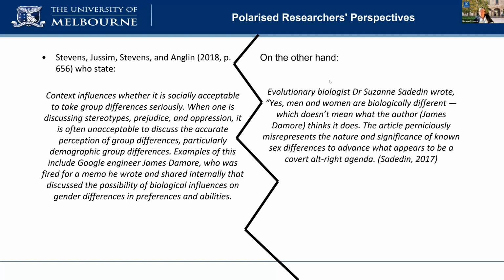On the other hand, we have other scientists, other people working in science who say, and there are many on each side of the spectrum, evolutionary biologist Dr. Suzanne Saturden wrote, yes, men and women are biologically different, which doesn't mean what the author James Damore thinks it does. The article perniciously misrepresents the nature and significance of known sex differences to advance what appears to be a covert alt-right agenda. So quite a strong opinion there.